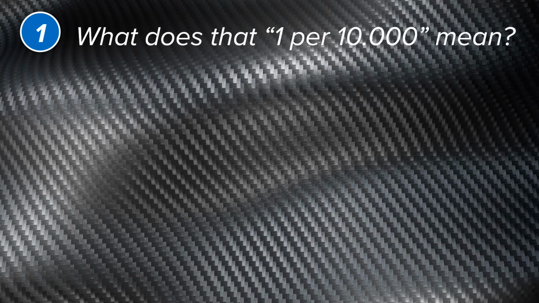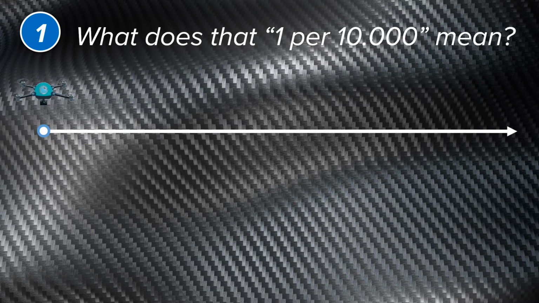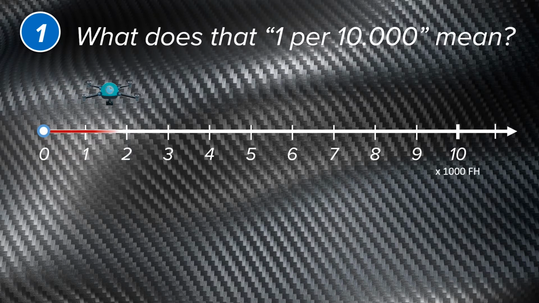We will start with question 1. What does 1 per 10,000 mean? First, here's your drone, and here's the timeline that goes from 0 to 10,000 hours and beyond. So you start using your drone and conduct many operations until one day you have a flyaway. Let us say that happens after 4,500 flight hours. This is clearly less than 10,000 flight hours, so the question is, is that a violation of the requirement that a flyaway must happen less often than once per 10,000 flight hours?